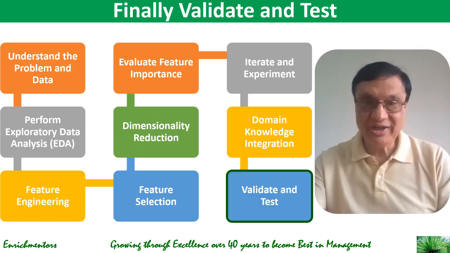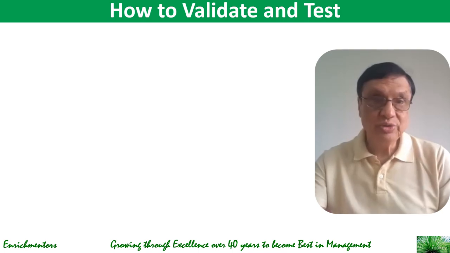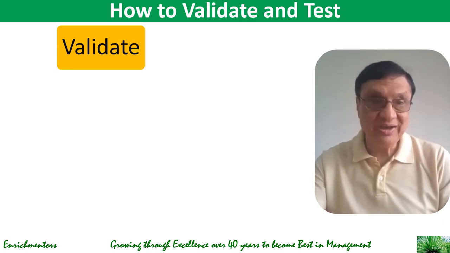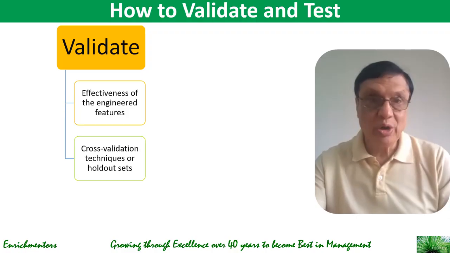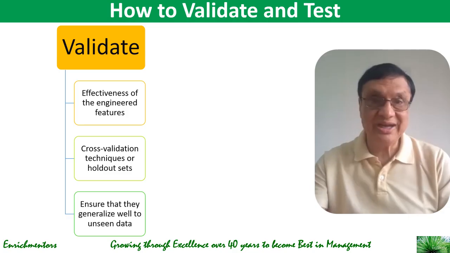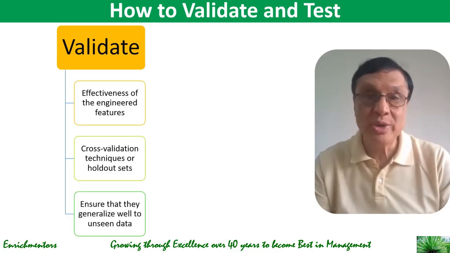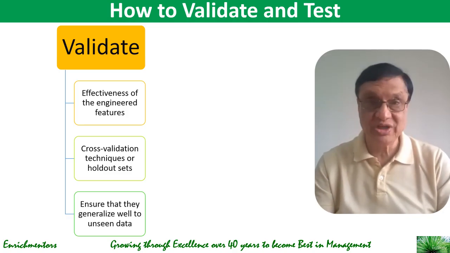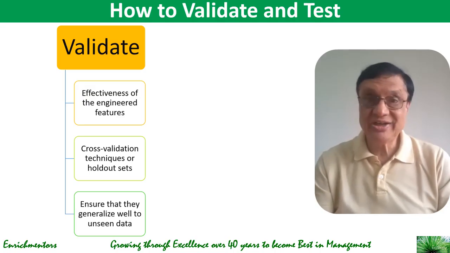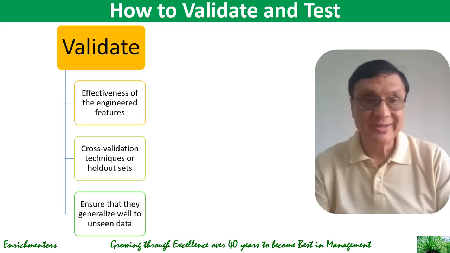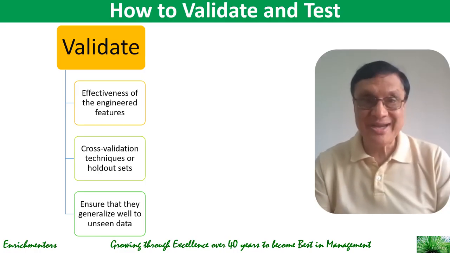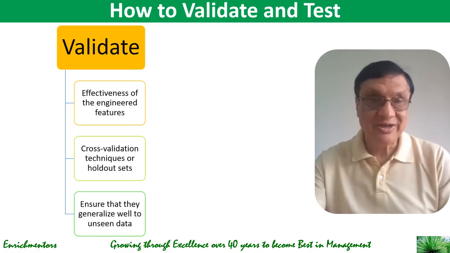Finally, you need to validate and test. The question is, how do you validate and test? Any thoughts? You validate and test the effectiveness of the engineered features using cross-validation techniques or holdout sets. Basically, you ensure that they generalize well to new and unseen data. You have used the training data, you have validated it, so obviously it's going to fit there because that's what your model is based on. But check it on new unseen data and see how well it holds true.